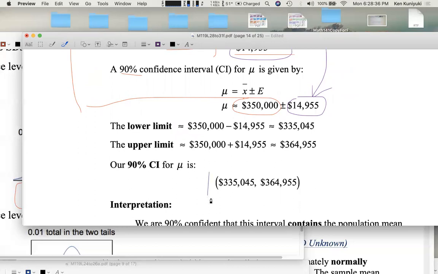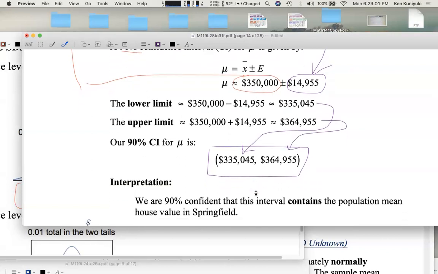Okay, what if we actually want the limits of the interval? For the lower limit, we take the sample mean and subtract E, the minus case, and we get $335,045. For the upper limit, that's the plus case. The sample mean plus the margin of error gives us $364,955. The lower limit goes here, always. The upper limit goes here, always. Separate them with a comma.